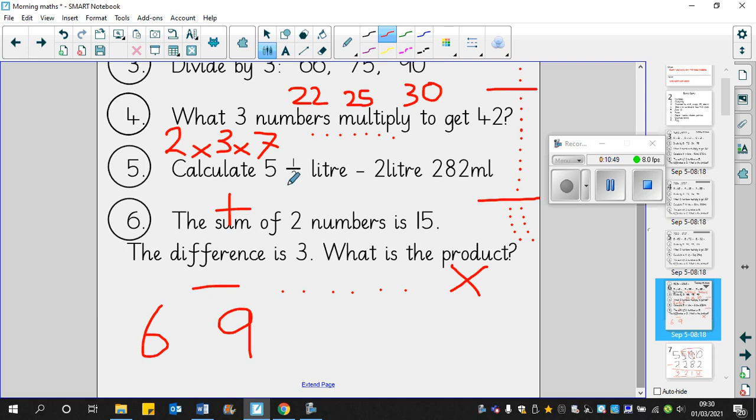And then finally, the question is actually what is the product, so therefore if we multiply those two together, what do we get? Okay, and 6 times 9, again this is a times tables question, boys and girls, so therefore it's up to you to learn these as quickly as you can. So 6 times 9 is 54. That's the answer to question number 6, and these are the answers for the morning maths for today.